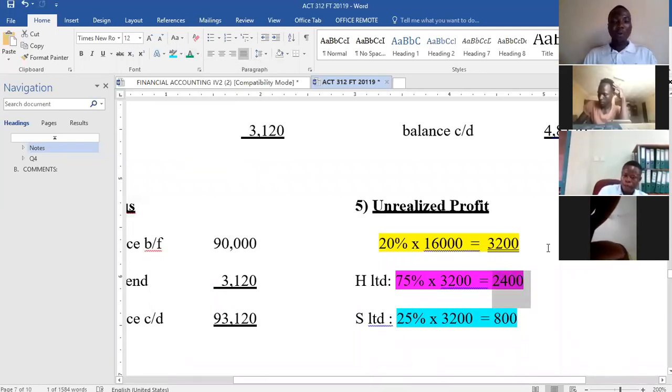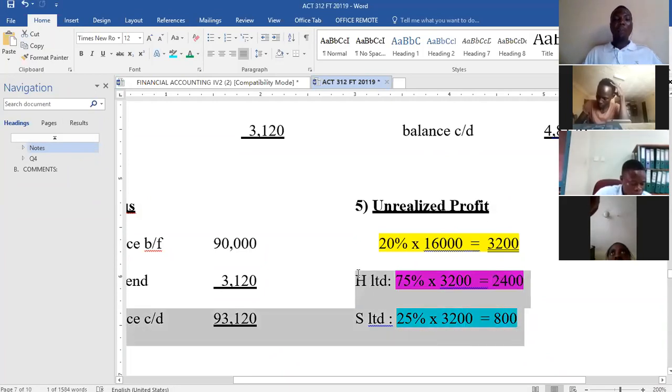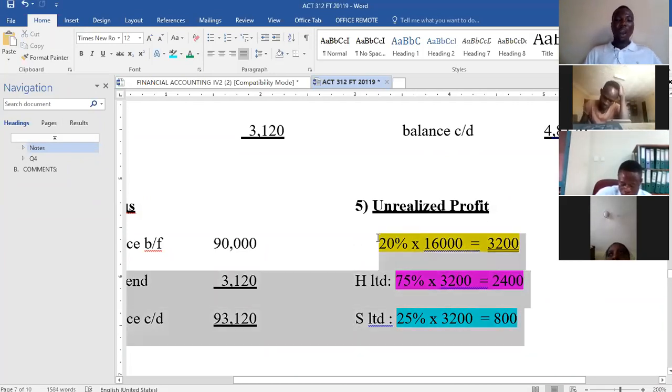So this is the theoretical explanation I was giving you concerning unrealized profit. If it is the subsidiary that is selling to the holding company, you do it like this. If it is the holding company that is selling to the subsidiary, then everything will go to the holding company. So it means that the calculation of 75-25 will not come in anywhere here. I believe I'm making myself clear now. Good.